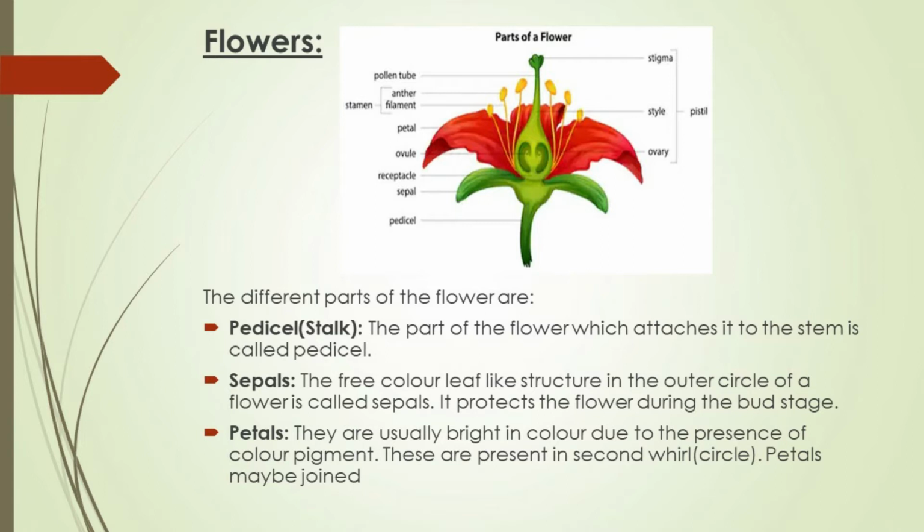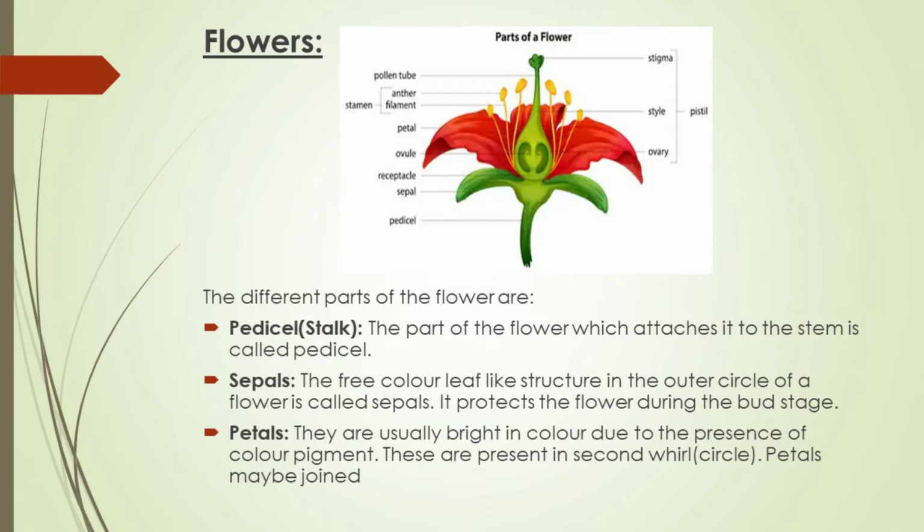Now, the flower has five main parts. You can draw this diagram in your notebook. The different parts of a flower are pedicel, sepals, petals, stamen and pistil. So, one by one we will discuss the parts of a flower. First is pedicel. The flower is attached to the stem by a stalk called pedicel. The uppermost part of the stalk is somewhat swollen, and this swollen part of the pedicel is known as thalamus.